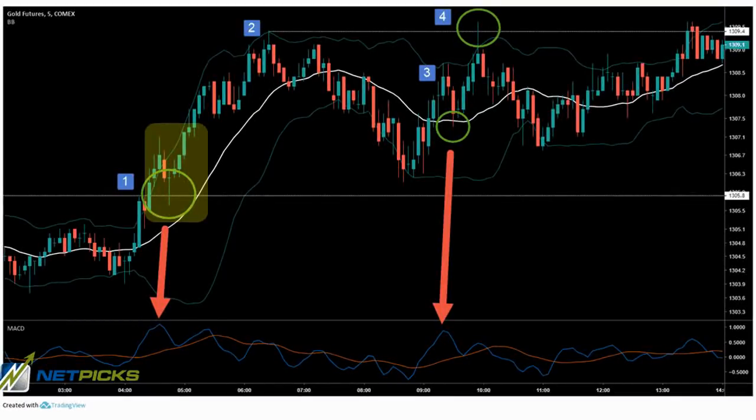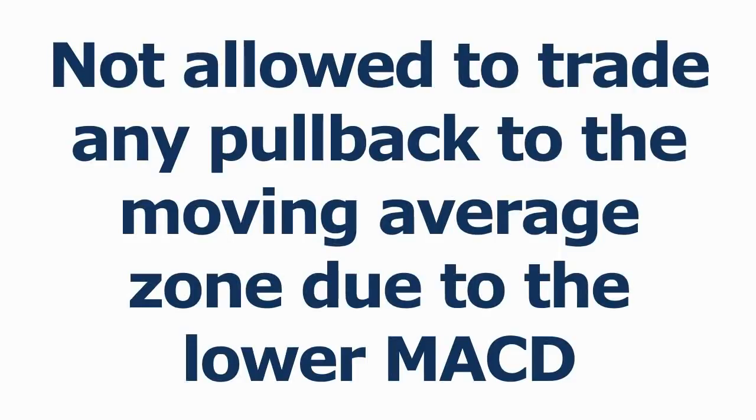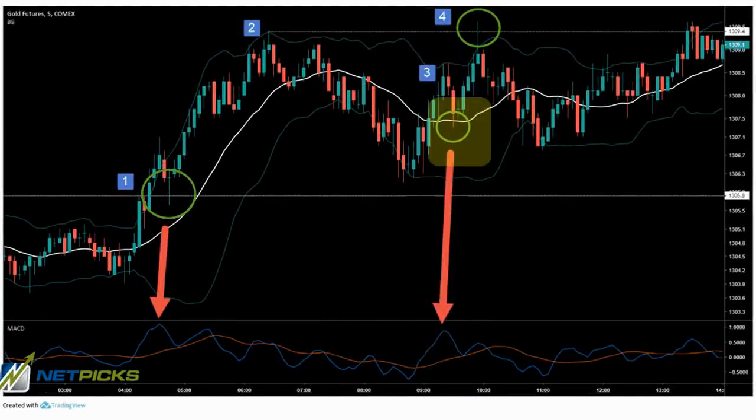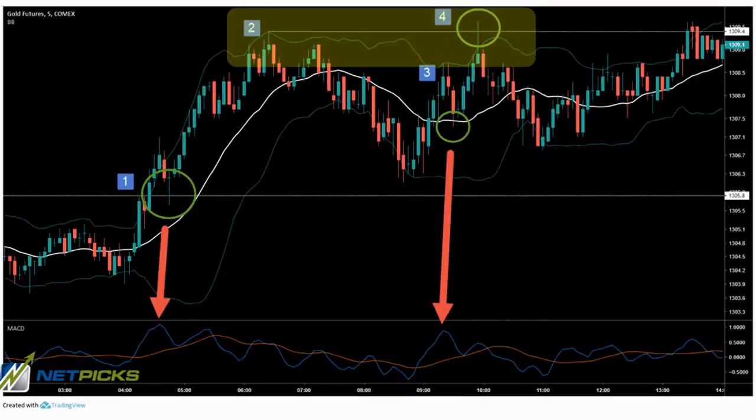Price penetrated the upper band, but our momentum indicator has put in lower highs. So we're not allowed to trade any pullback to the average due to the MACD, but we note the high. Price touches the upper band, the MACD puts in a new high, a pullback to the moving average for a long trade. MACD makes a lower high, so no pullback trade is allowed. Price breaks the high, forms a long shadow, sets us up for a mean reversion trade.